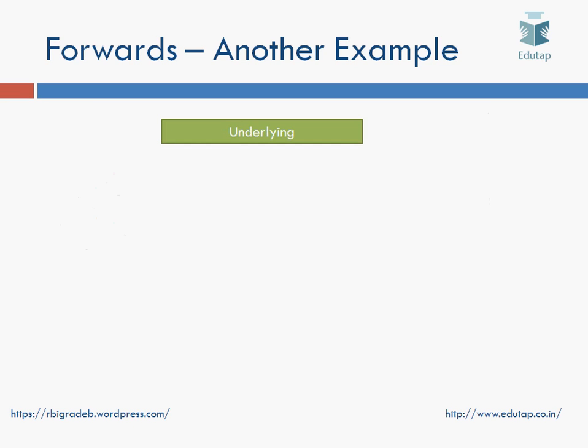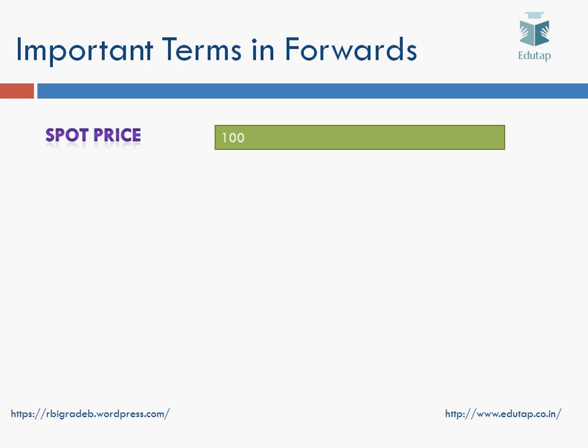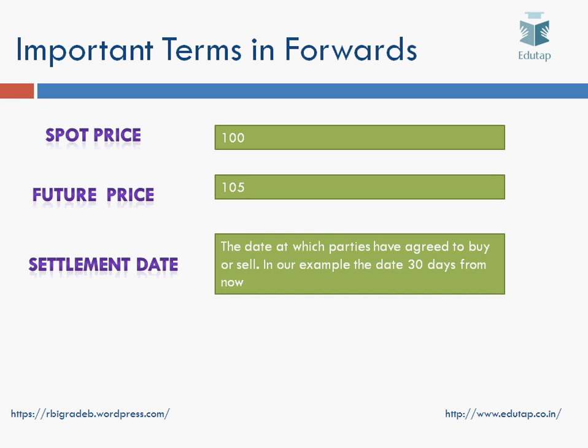Now what's the underlying in this example? In this example, the underlying is shares or the stocks, whatever you want to say. Now the important terms which we discussed earlier for a commodity underlying example, we will discuss the same in this example. The spot price is 100 rupees. That is the price of shares of Reliance currently. Future price is the price at which both the parties have agreed to buy and sell shares in future, and that is 105.